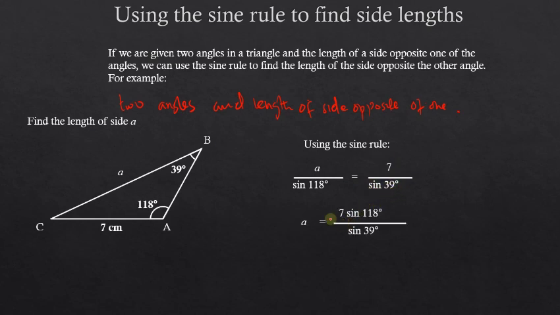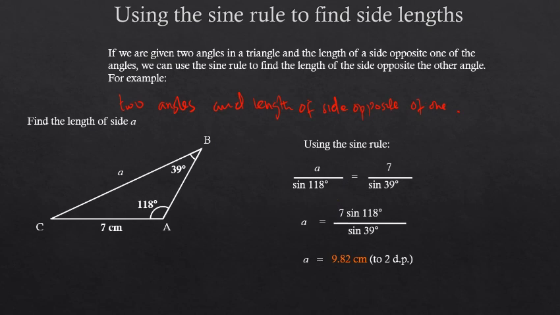Then from there you do a change of subject, and you get your A to be equal to 9.82 centimeters. That's to 2 decimal places. You can get it up to 3 decimal places, depending on how they want you to put it. So this is one scenario of how we can use the sine rule.